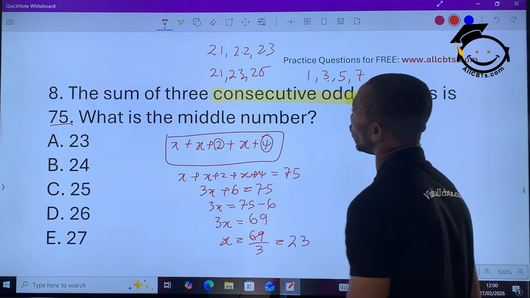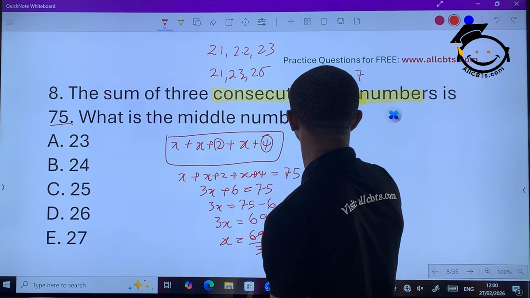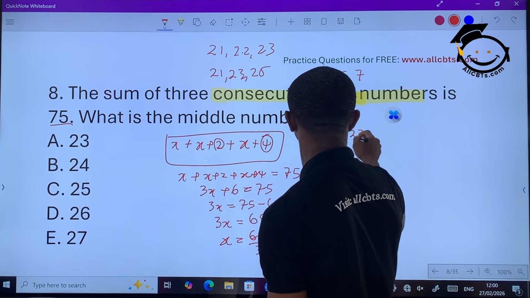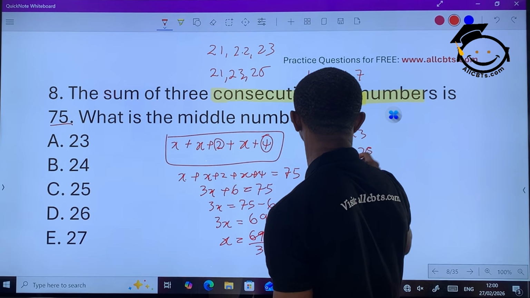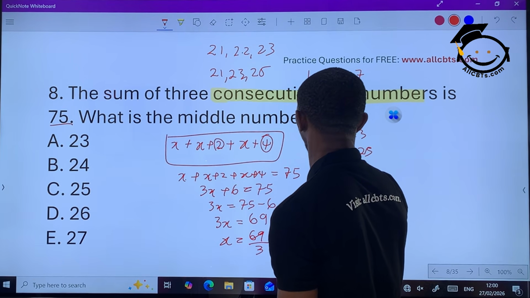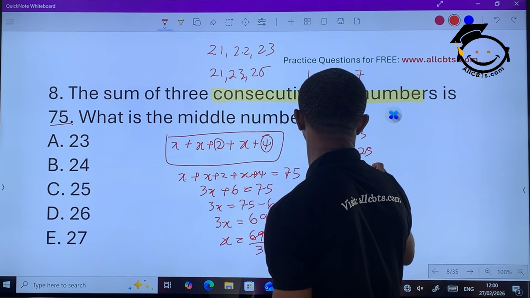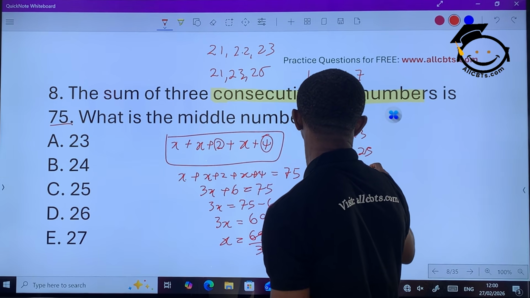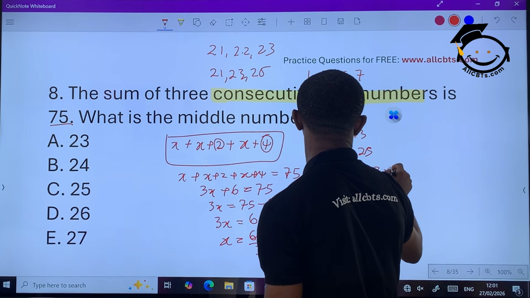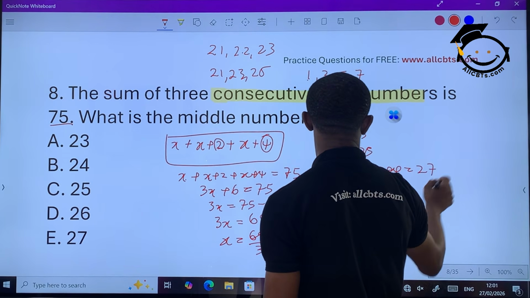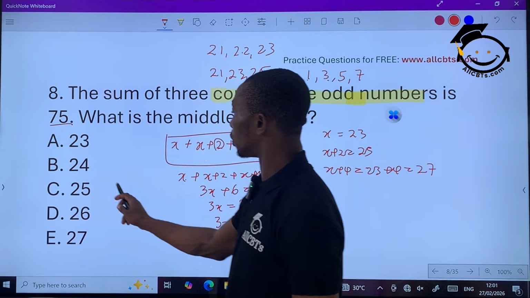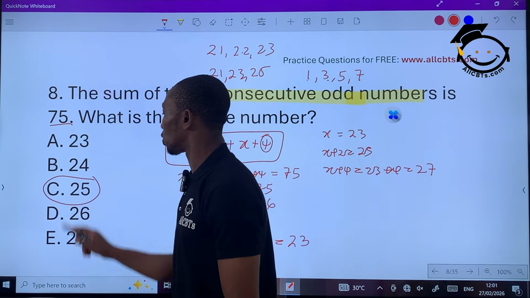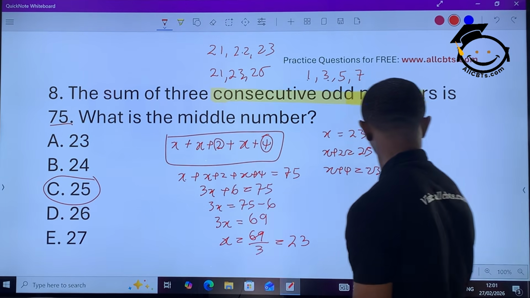Okay, now knowing that x equals 23, x plus 2 gives us 25, and x plus 4 gives us 23 plus 4, which is 27. So now our middle number would be 25, which is our option C.